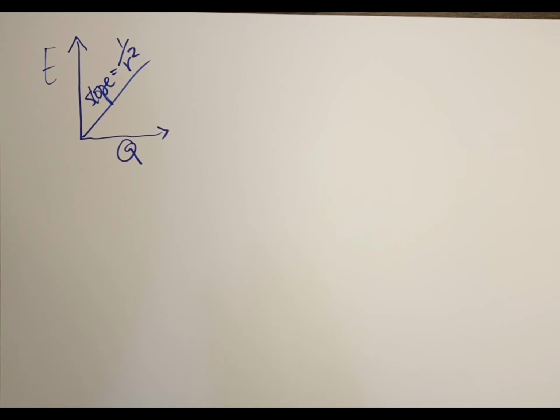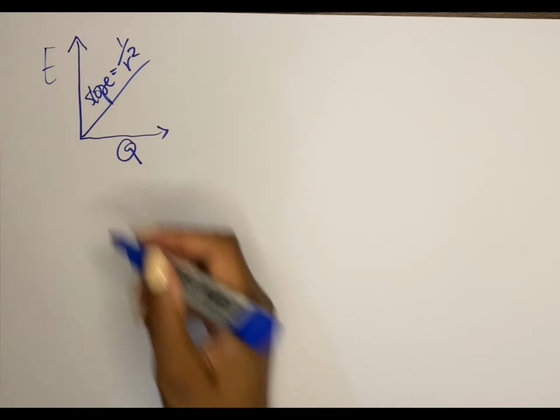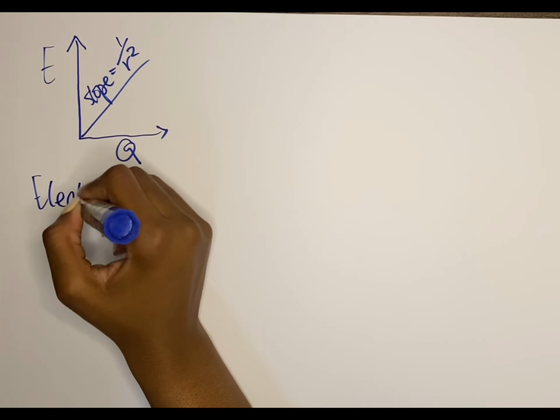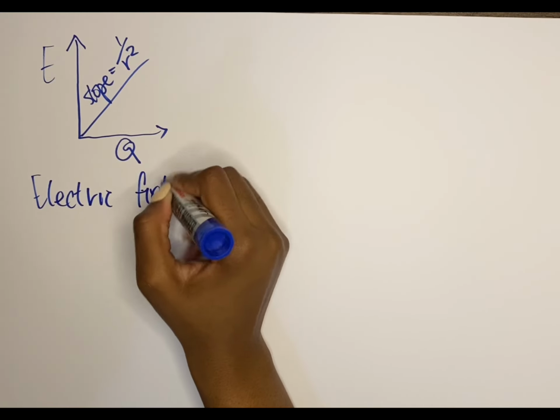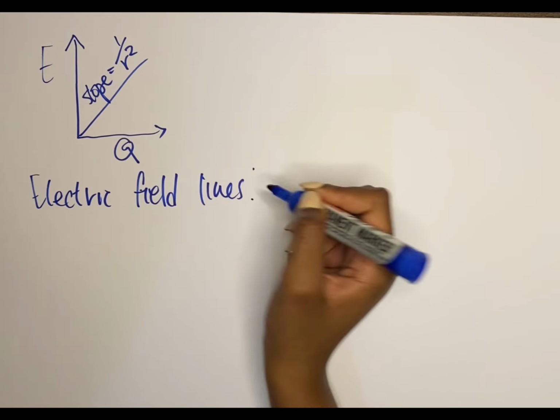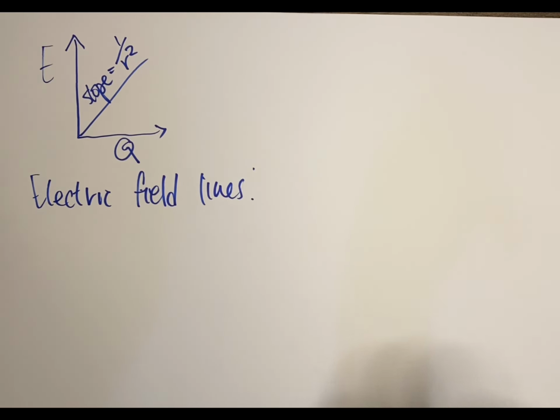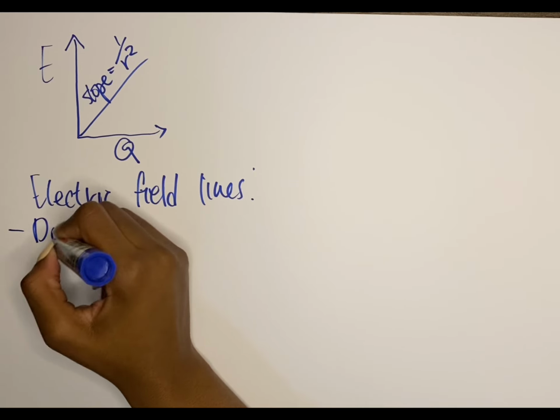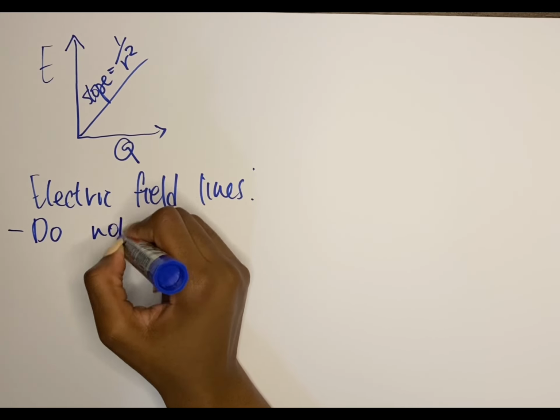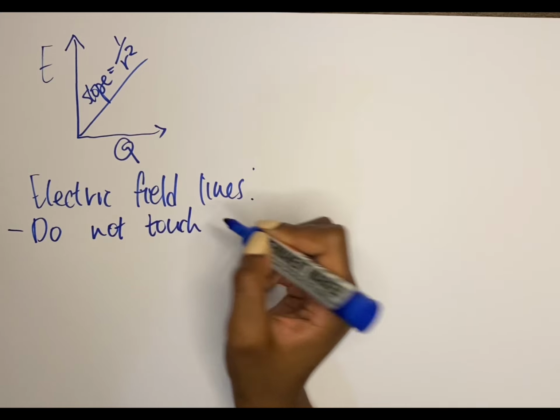And then now, when you have an electric field, there's another way that we can represent it. We can represent it in what we call electric field lines, right? These are lines that are used to represent the electric field. So that's a certain region where an electric charge will experience a force, right? So these lines, there are some properties that you must obey when you are drawing an electric field.